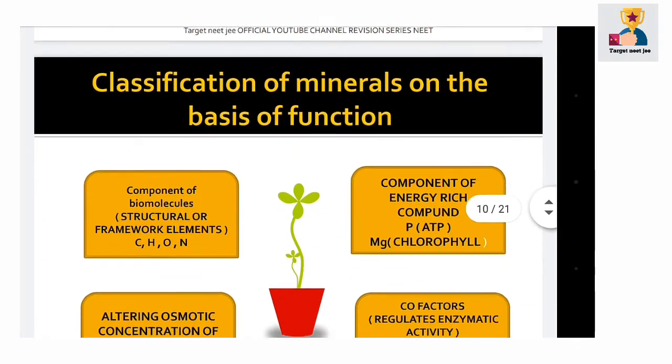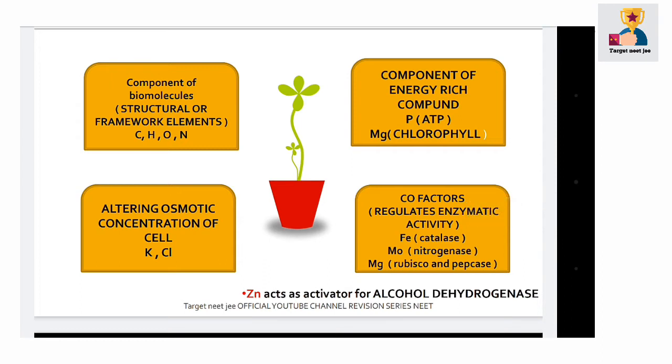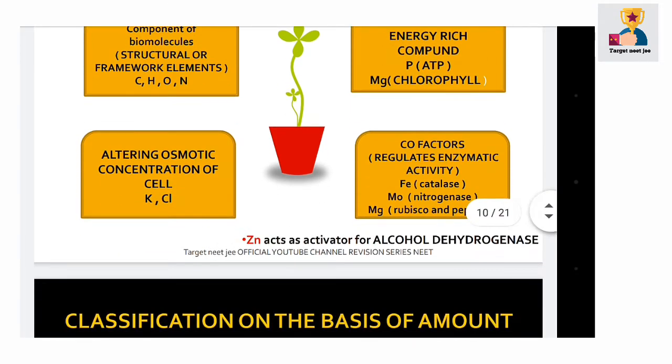Now see the classification of elements on the basis of function. Carbon, hydrogen, oxygen and nitrogen are placed as structural or framework elements. Potassium and chloride are classified as altering osmotic concentration of the cell. Phosphorus and magnesium are components of energy-rich compounds such as ATP and chlorophyll. Some elements act as cofactors which regulate enzymatic activity, like iron for catalase, molybdenum for nitrogenase and magnesium for rubisco and PEPase. Zinc acts as activator for alcohol dehydrogenase.